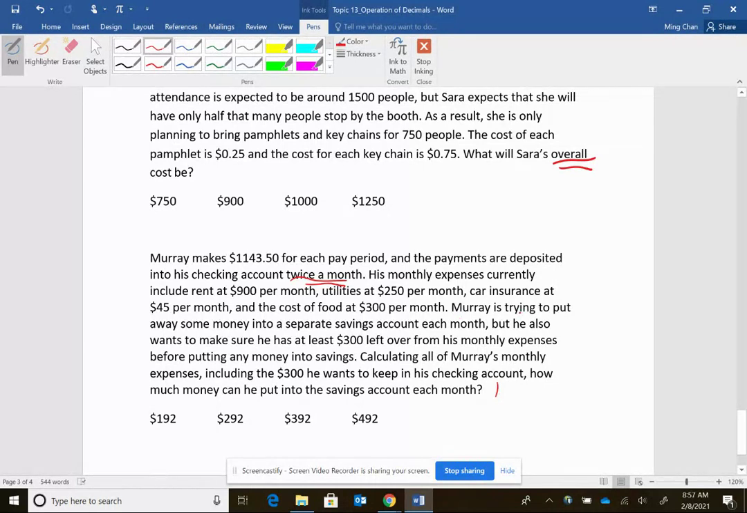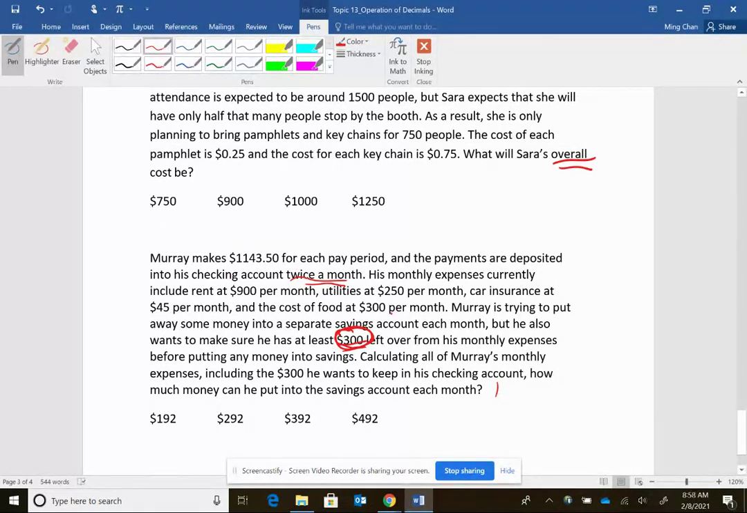All right, here Murray is trying to put away some money into a separate savings account each month, but he also wants to make sure he has at least $300 left from his monthly expenses. So that means at the end of the month, he still wants to have $300 left in his checking account, and the rest of it after the bills goes into a savings account. So we can view this $300 as part of the monthly bill, even though he's not paying out the $300, but he wants to leave the money in his checking account.